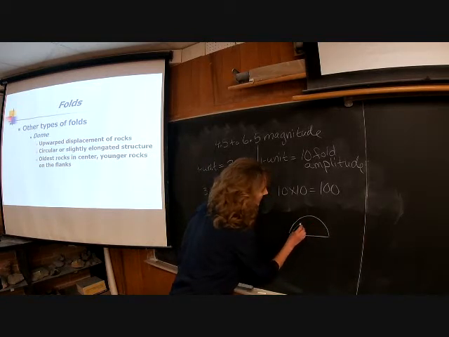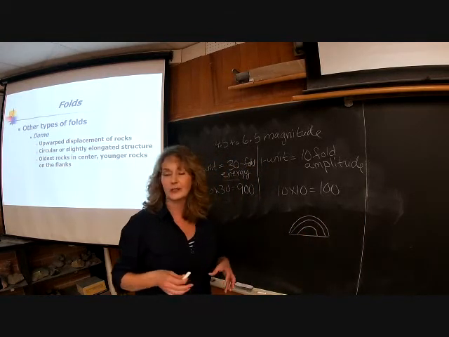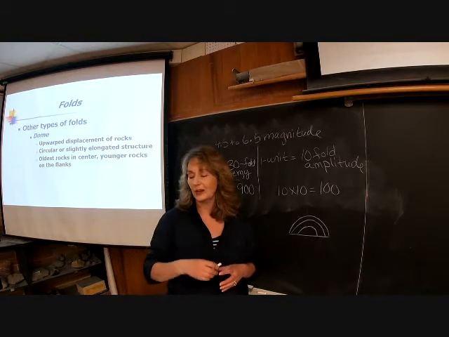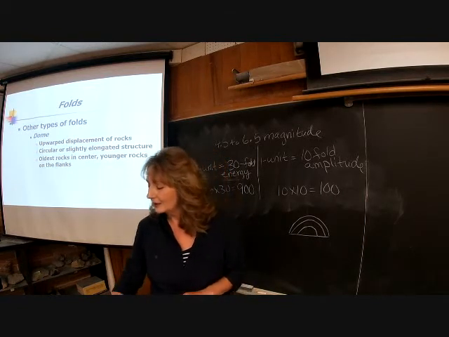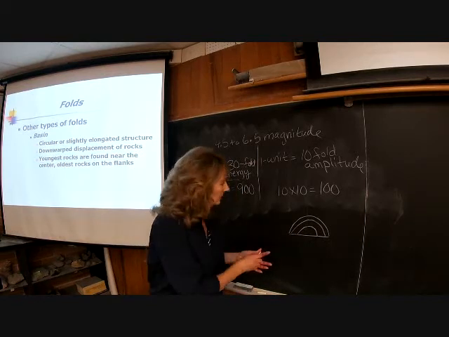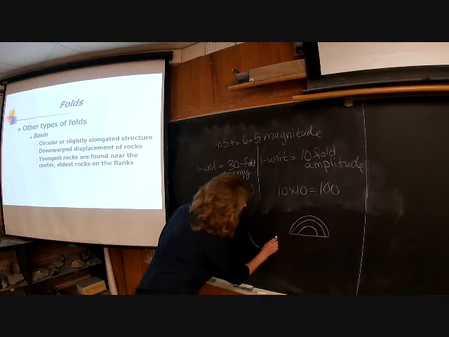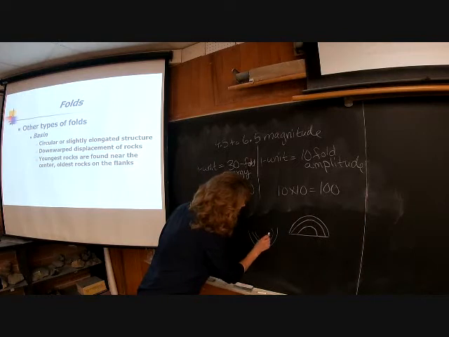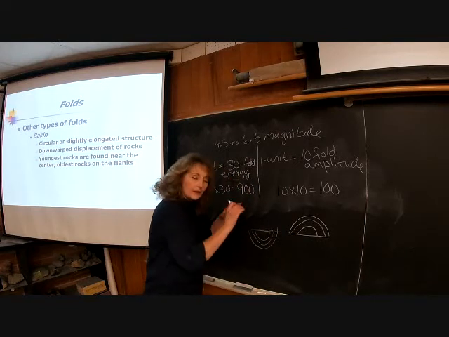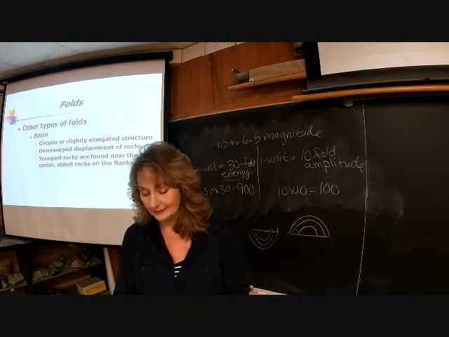All of your rock layers are folded, but circular, almost like an upside down bowl shape, a dome. And then the opposite of that is a basin, a downward folded region, kind of like a bowl shape. They call that a basin.